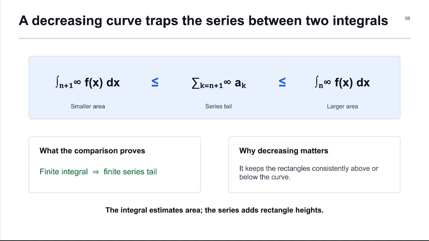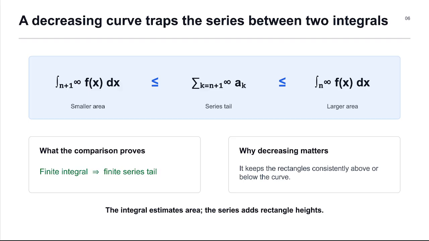As a result, the tail of the series is trapped between two improper integrals. The integral on the left provides a lower estimate, while the integral on the right provides an upper estimate. If the improper integral has a finite area, the corresponding series also has a finite total. If the integral grows without bound, the series also diverges.